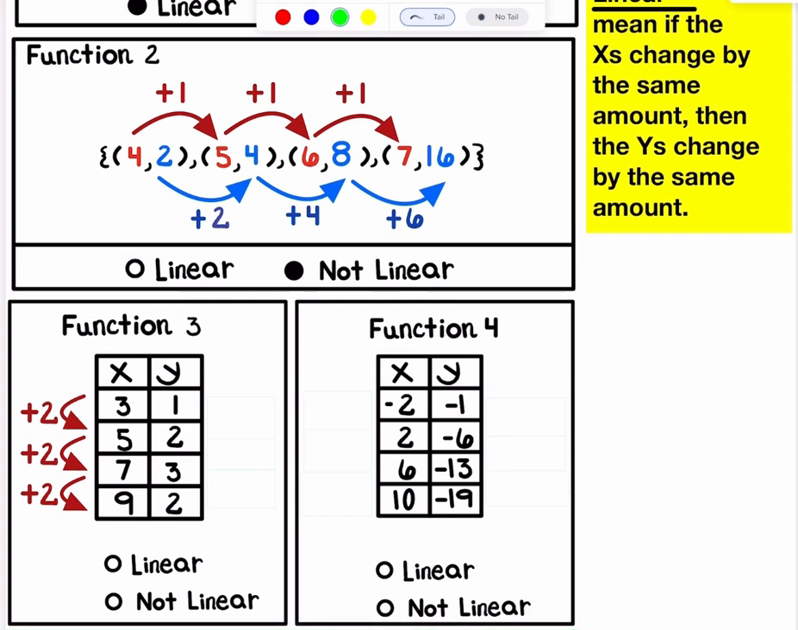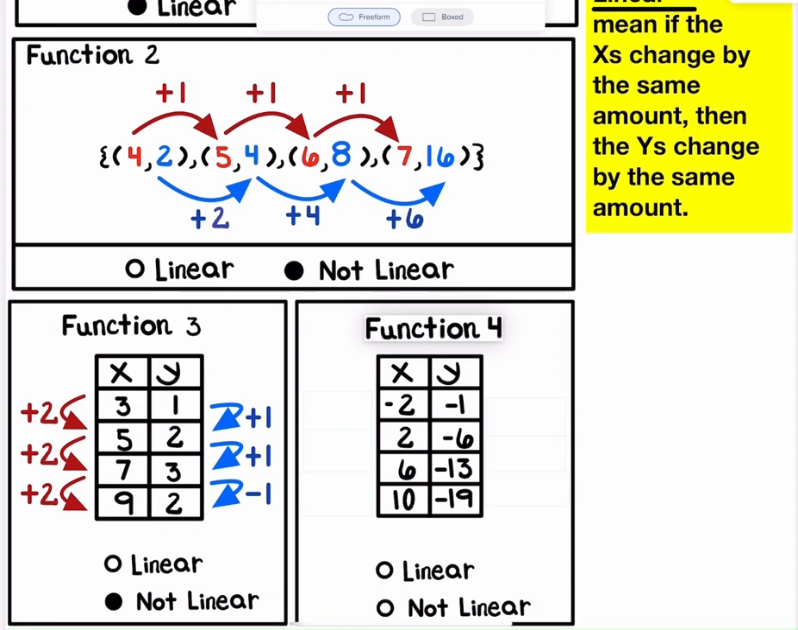So do the y's change by the same amount? To get from 1 to 2, I would need to add 1. To get from 1 to 3, I would add 1. But to get from 3 to 2, I would need to subtract 1. So the change in y's are not the same. Therefore, function 3 is not linear.